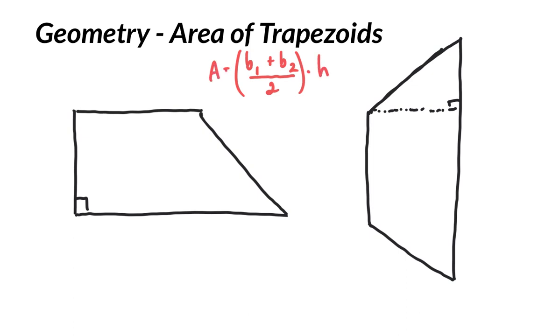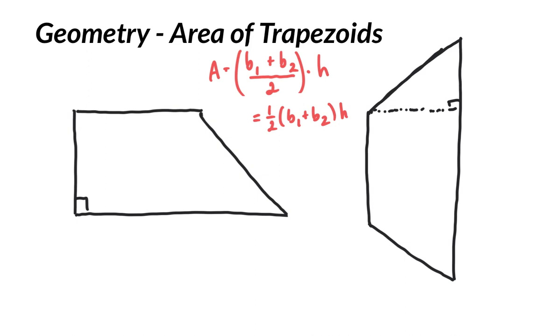Now, most often you'll see the formula written a little bit differently. You'll see it written as 1/2 (base 1 plus base 2) times the height. But notice those are exactly the same thing, because in both of those cases, you add up the two bases and then find half of it.